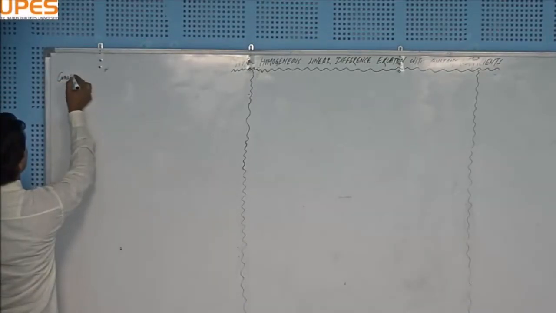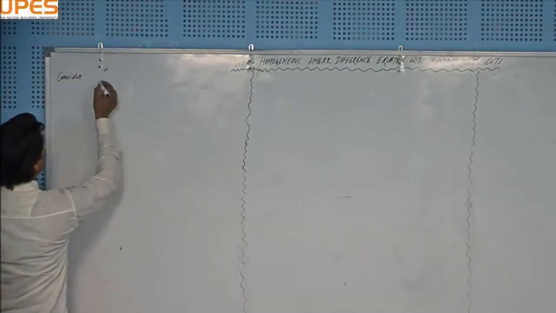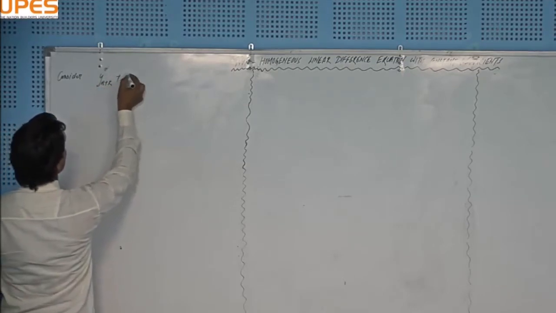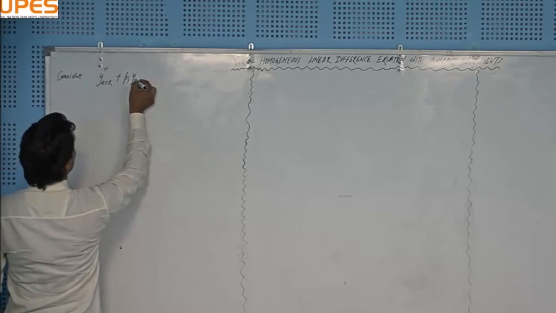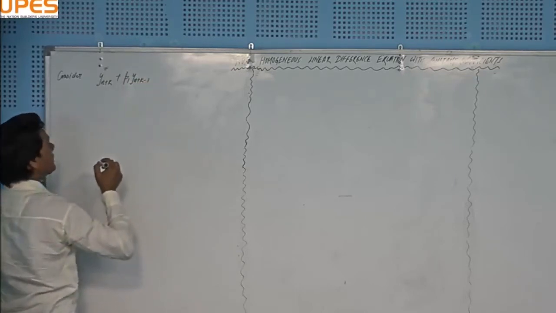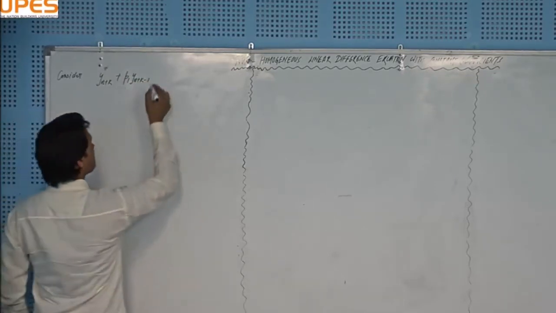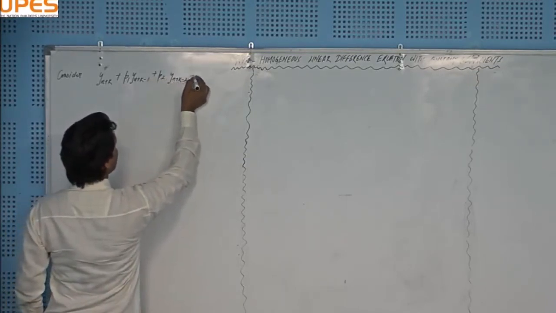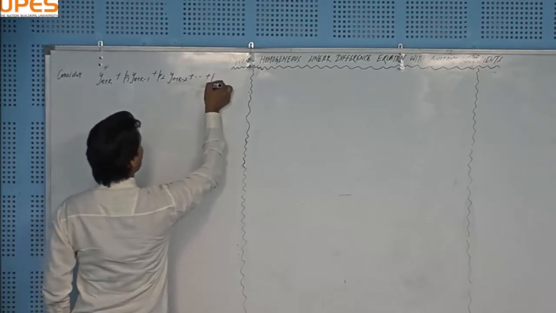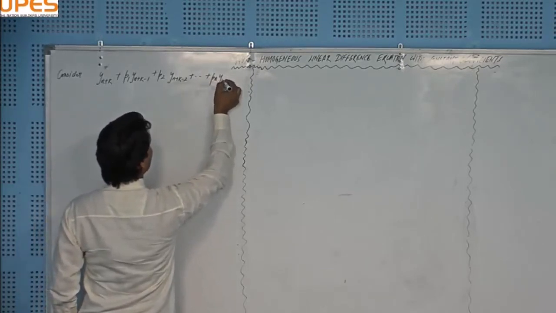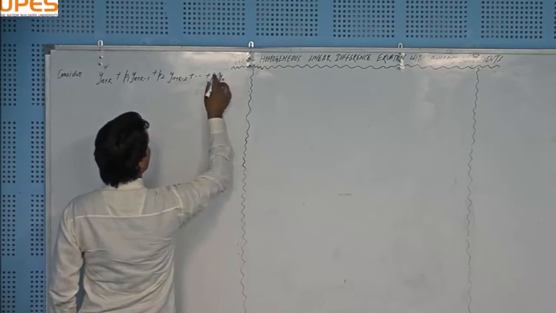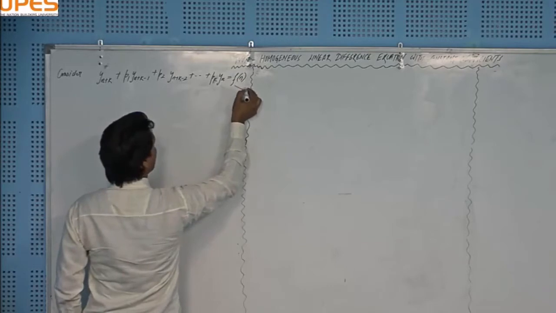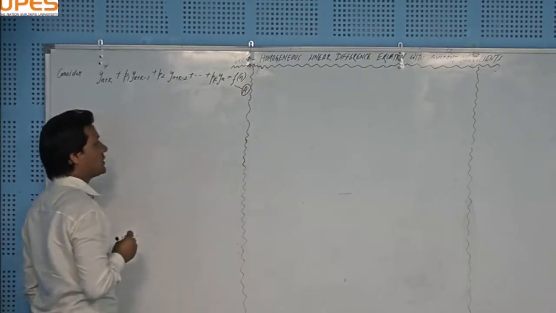Consider y_{n+k} + p1 y_{n+k-1}, and this p1 is a constant, + p2 y_{n+k-2} up to + pk y_n = f(n). Let me call it equation number A.